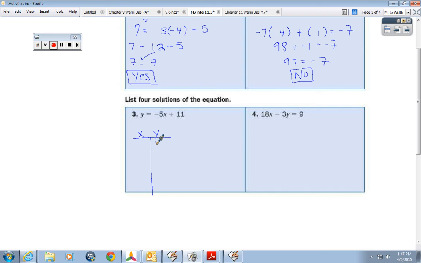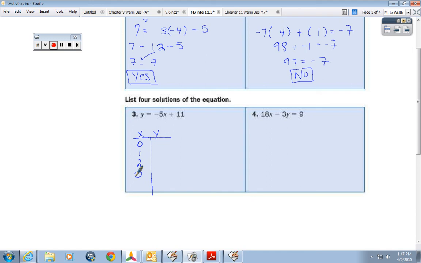So what does that mean? That means I'm going to solve this equation 4 times. Each time I'm going to substitute a different number for x. So the first time I solve it, I'm going to replace x with 0. What's 0 times anything? 0. What's 0 plus 11? 11.